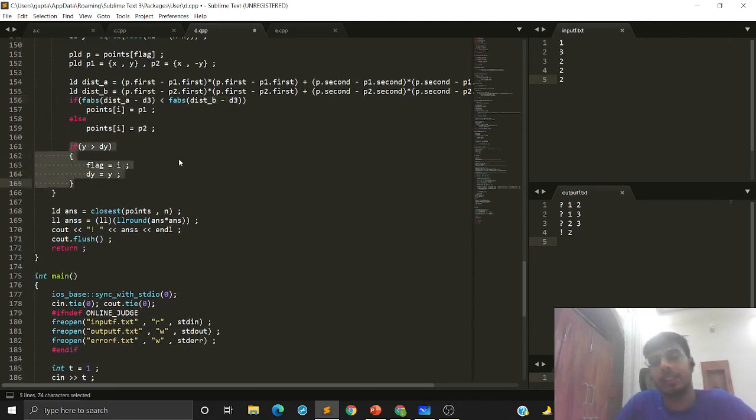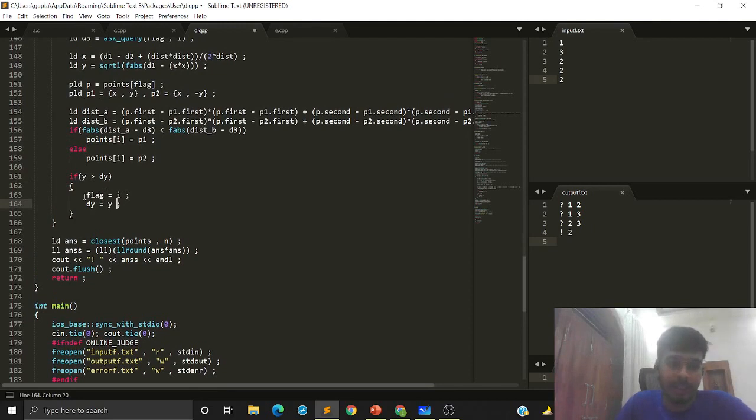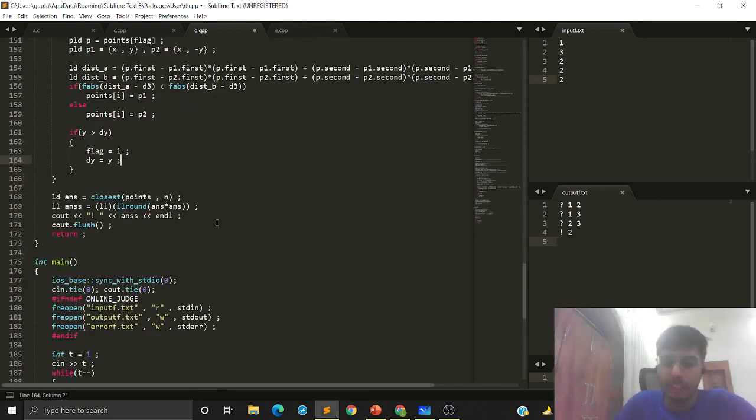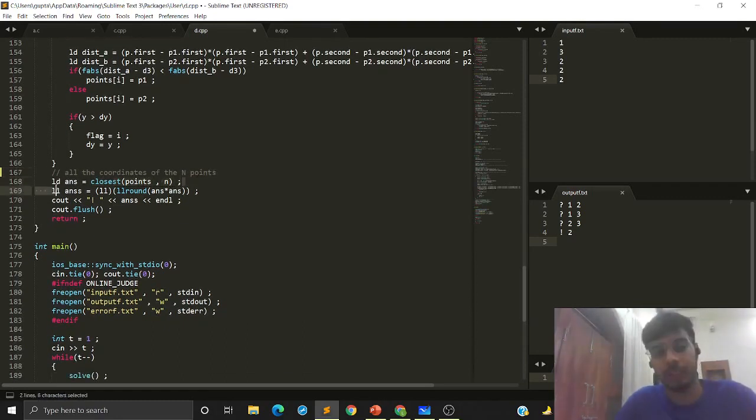Now what does it say? It says that if this point does not lie on the x-axis, if the y coordinate of this point is not 0, is greater than some particular value, then use this as my flag, as my third point. Finally, I am calling a function. So now after this point, I have all the possible coordinates of the points. And now I can use my order n log n algorithm to find out the closest points which are present among these endpoints. And I can return the square of this distance as my answer.